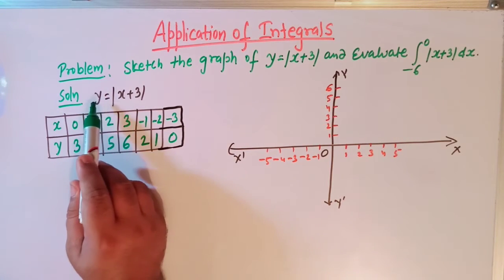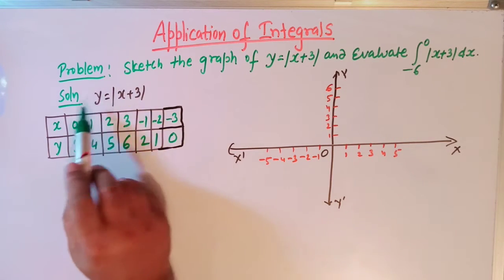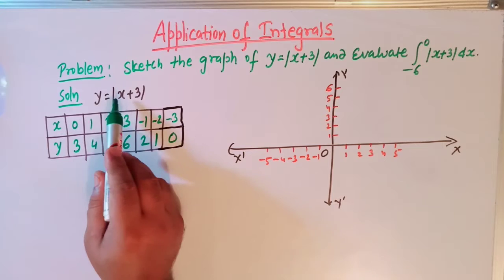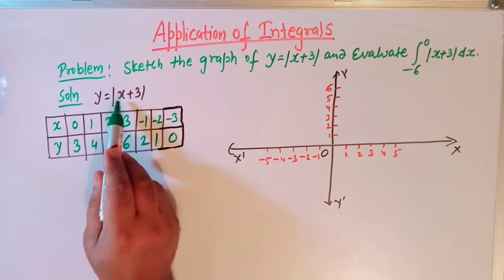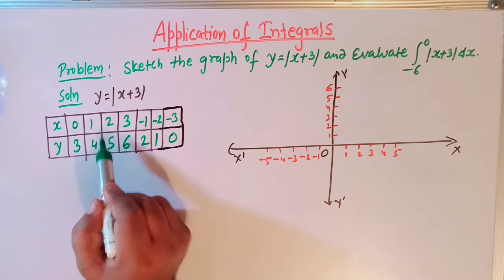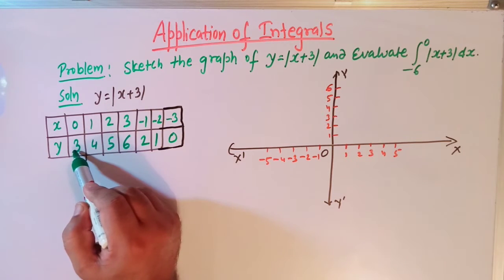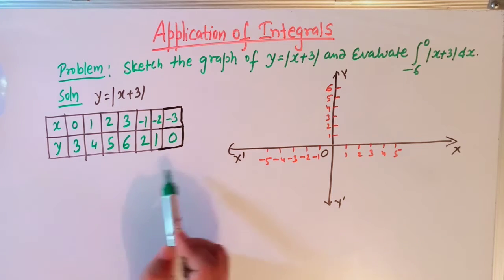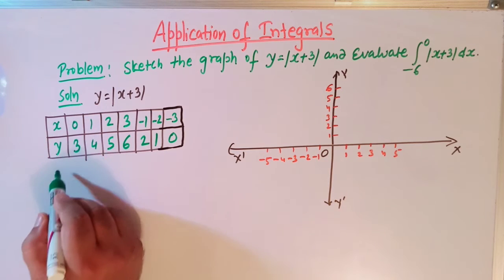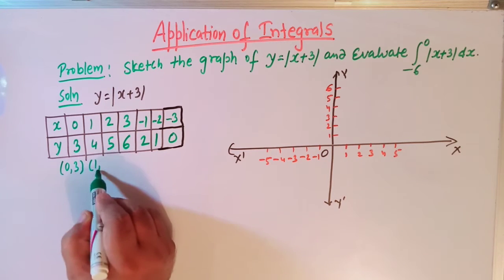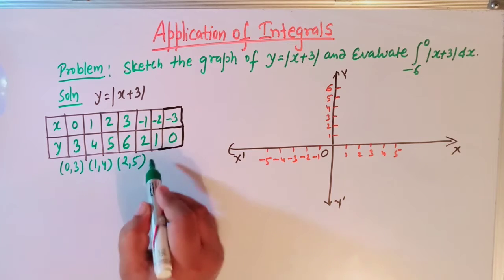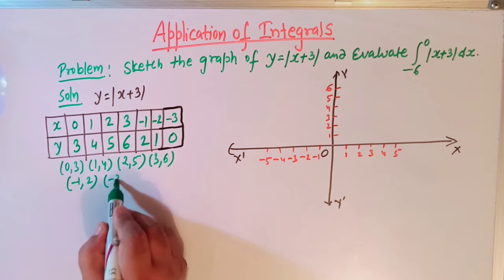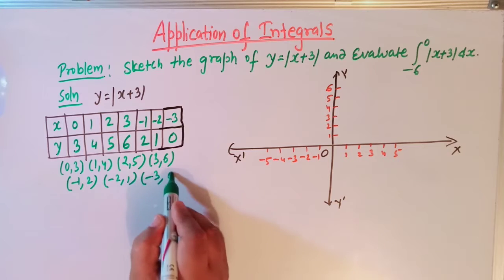Now if we plot this curve y equal to the absolute value of x plus 3, we assign some values of x and get the corresponding values of y. So when x is 0, y is 3. When x is 1, we have 1 plus 3, 4, and so on. So we have the points 0 comma 3, 1 comma 4, 2 comma 5, 3 comma 6. We have minus 1 comma 2, minus 2 comma 1, and minus 3 comma 0.